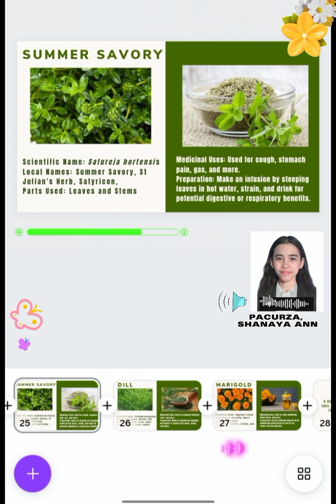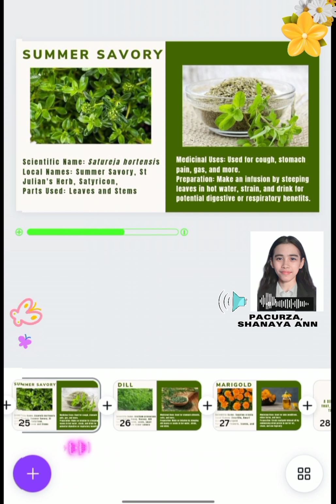Next is the summer savory. The scientific name is Satureja hortensis. The parts used are leaves and stems. For preparation, you have to make an infusion by steeping leaves in hot water. Then you have to boil it and strain and then drink for potential digestive or respiratory benefits. The medicinal uses: used for cold, stomach pain, gas, and many more.